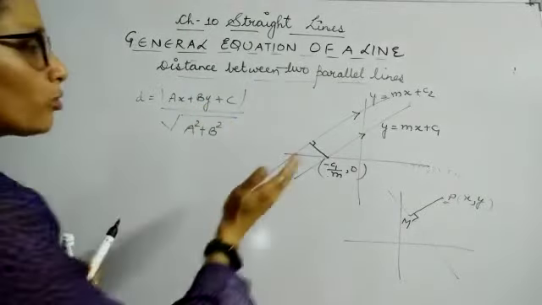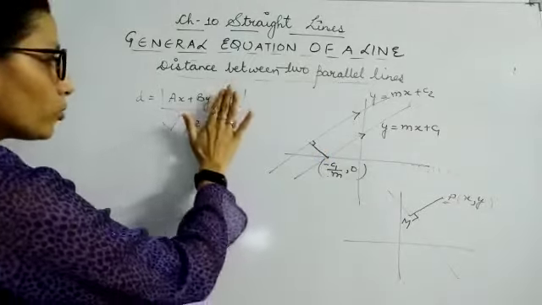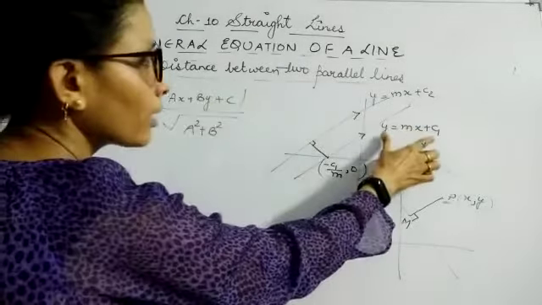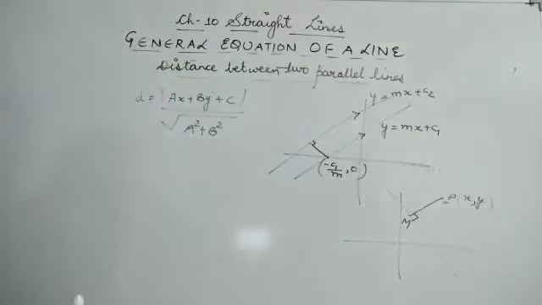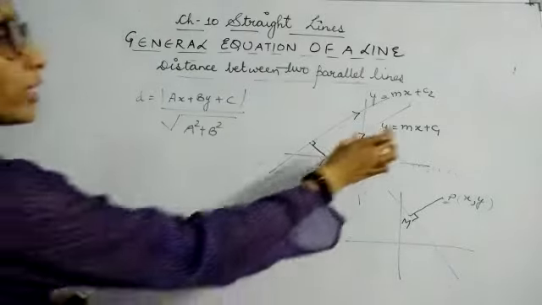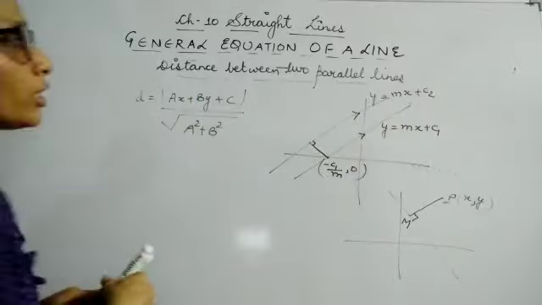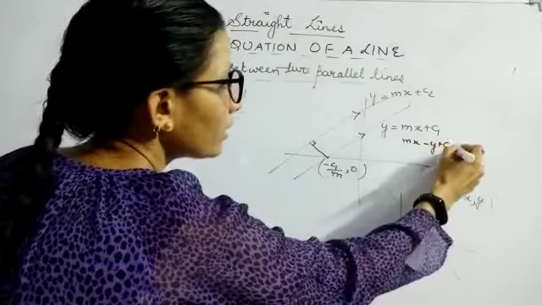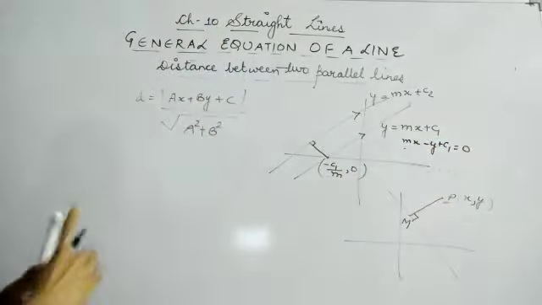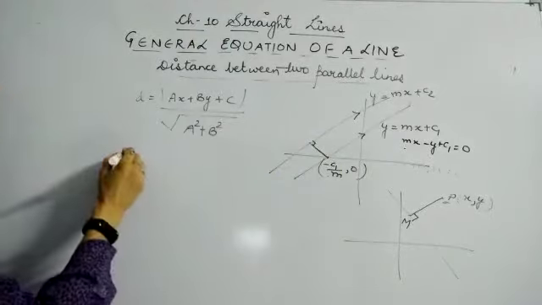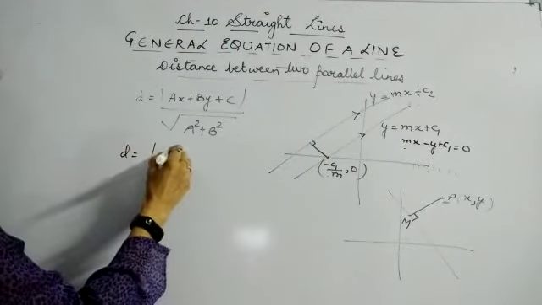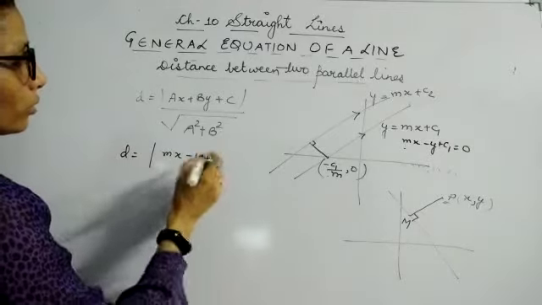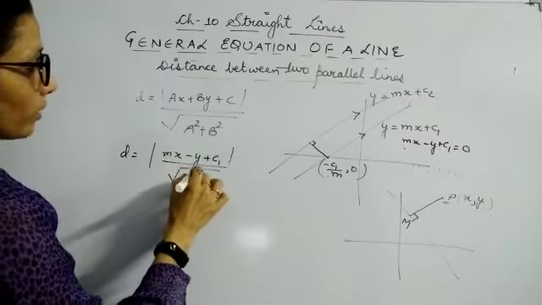Now if I want to find this perpendicular distance, I will be using the same formula, but in place of ax plus by plus c, what will I be taking? y equal to mx plus c, but in a different form. That means I have to convert this equation into the general form. So my general form here will be mx minus y plus c1 equal to 0. So this is my equation of line in general form. So d equal to mod of mx minus y plus c1 upon under root a square plus b square.